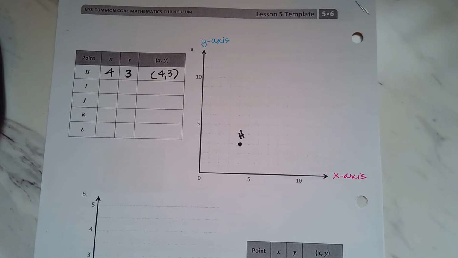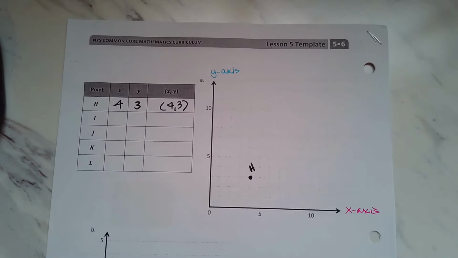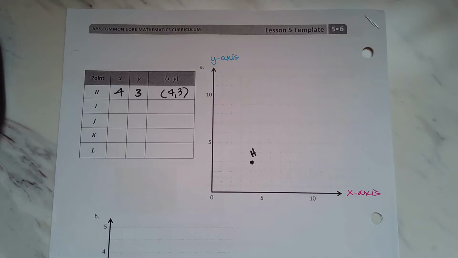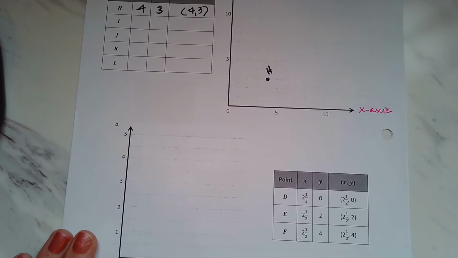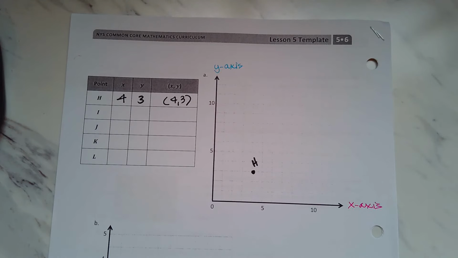This is Module 6, Lesson 5. This is Concept Development, and you're going to need your problem set page, and you're going to turn it over to the back because we're going to use these two coordinate systems, or coordinate grids, in order to go through the concept development.